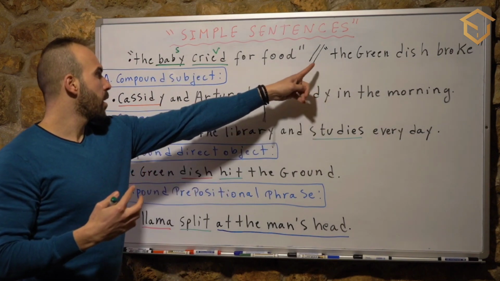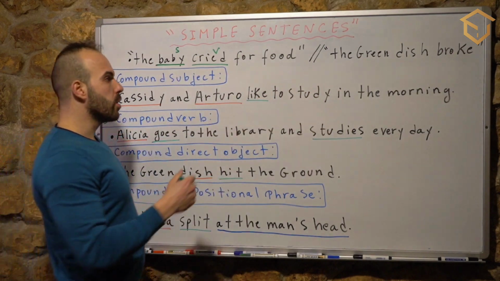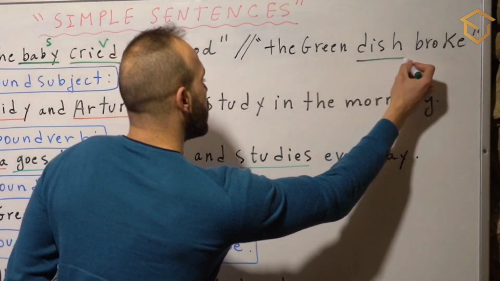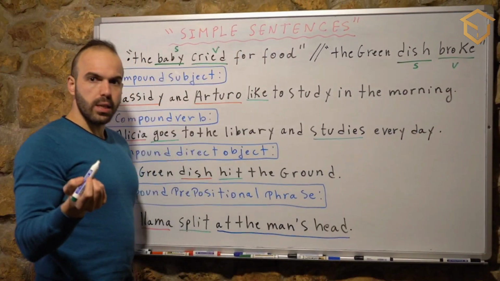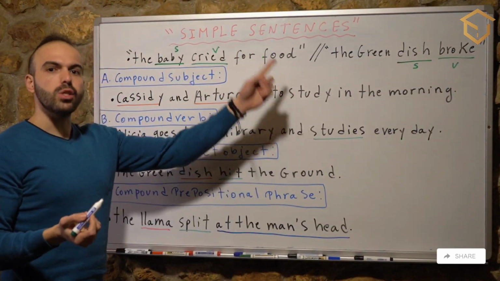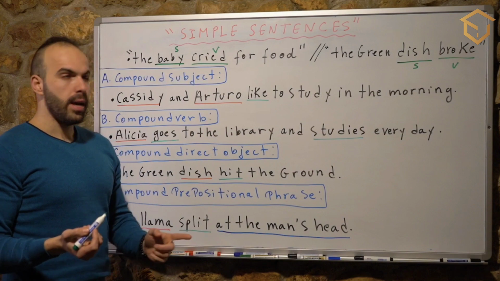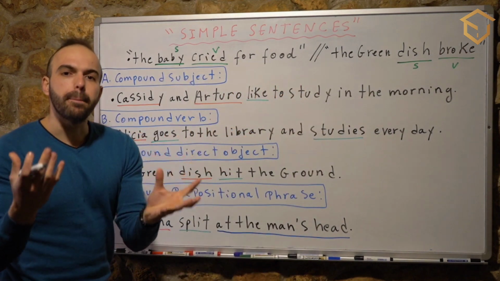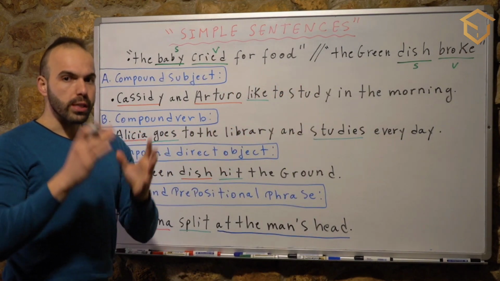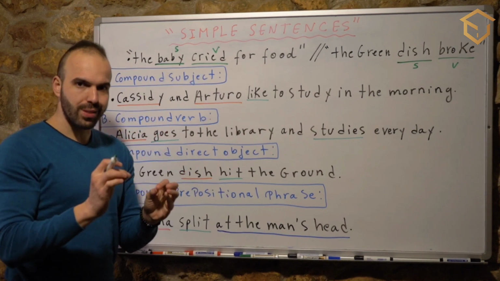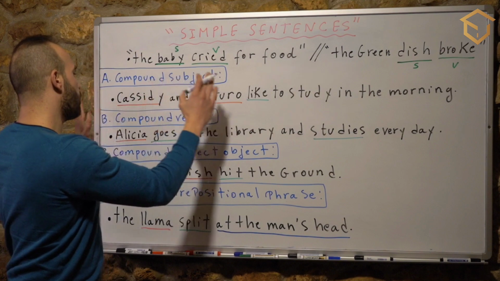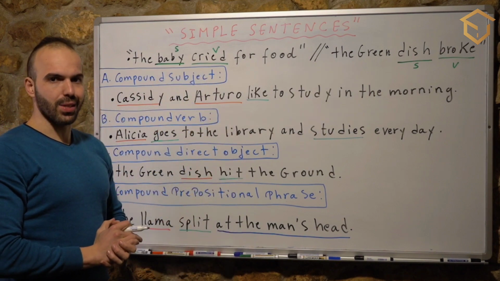Another sentence: the green dish broke. So as you can see, dish is the subject, broke is the verb. So as you can see, it still expresses one single thought. And that's what we call an independent clause. So a simple sentence means one independent clause. Now let's move to the types of simple sentences.